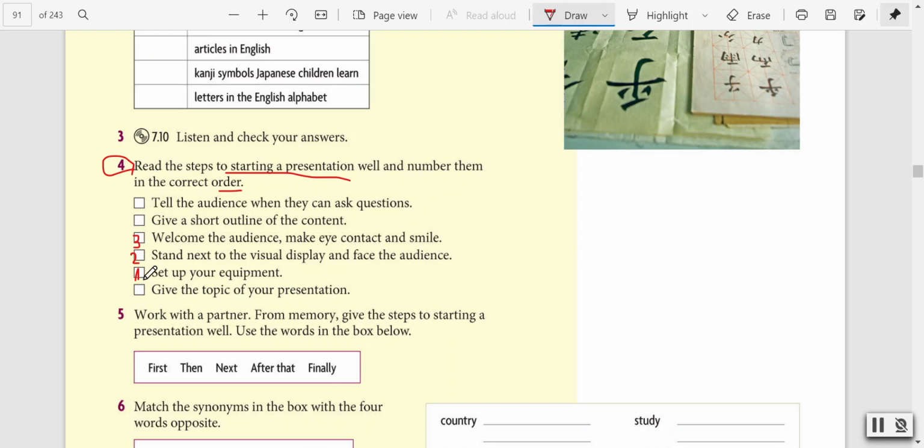And number 4, give the topic of your presentation. And number 5, give a short outline. And the last one, tell the audience when they can ask questions.